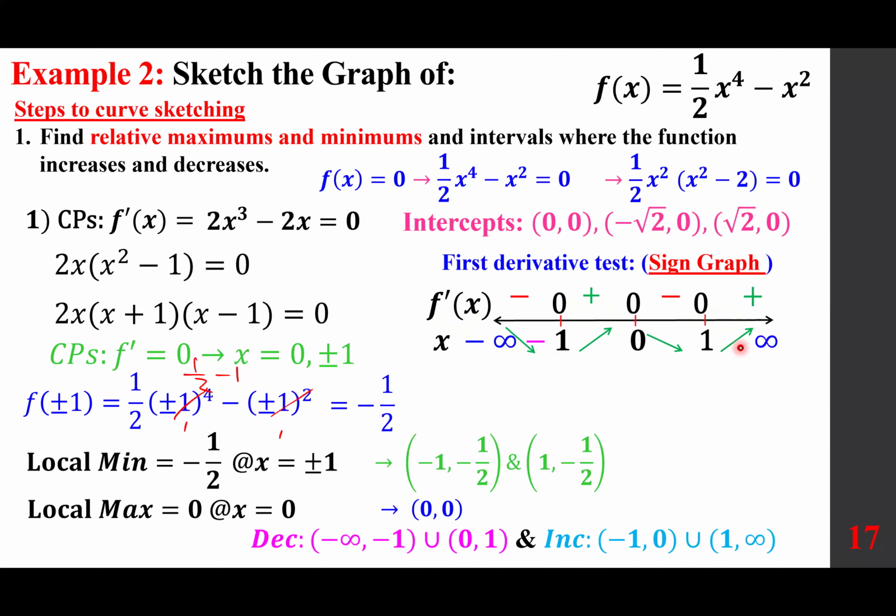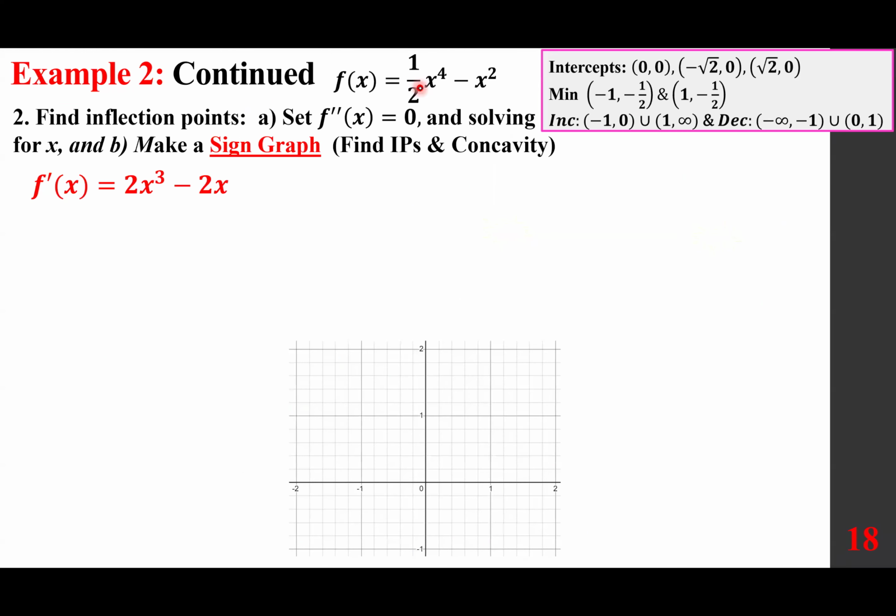So we have the function, a quick recap. We find f prime, the sign graph gives us local extrema, intervals of increasing, decreasing. We want to go for the inflection point. So I'm going to continue again. This is the function. This is f prime. This is the information we found on the previous page.